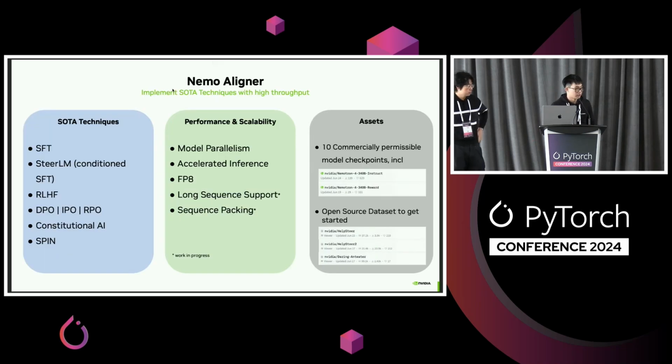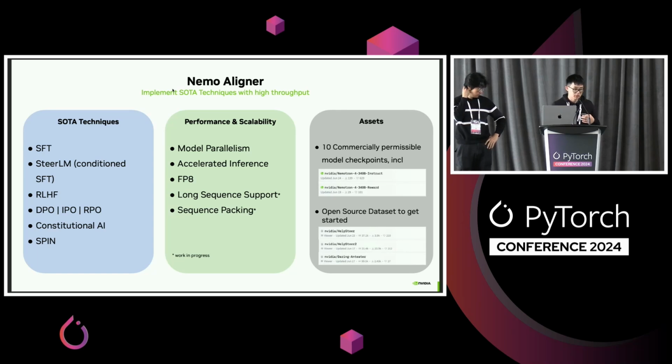For NeMo-Aligner, we want to implement state-of-the-art alignment techniques while also making sure that our performance and scalability are great. By state-of-the-art techniques, we have RLHF, DPO, RPO, constitutional AI, and SFT. And while we implement these, we want to make sure performance and scalability are also great. This involves using model parallelism, doing accelerated inference, which is what Jimmy is going to talk about next, having FP8 support, and we're currently working on long sequence support and sequence packing.